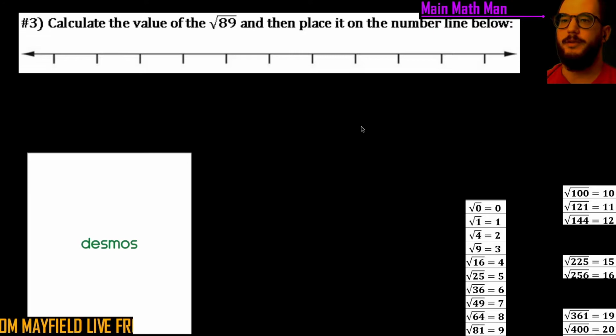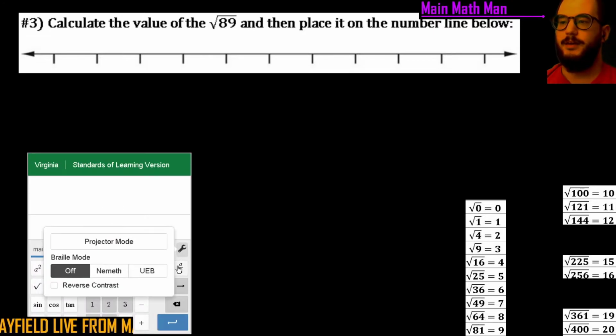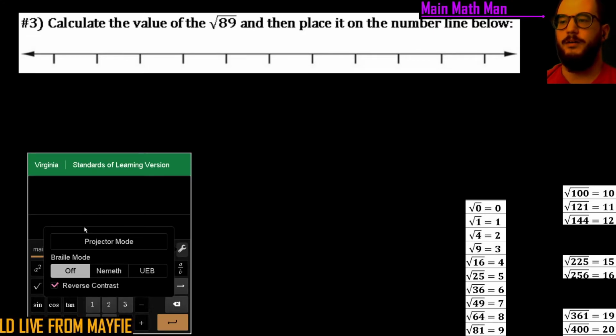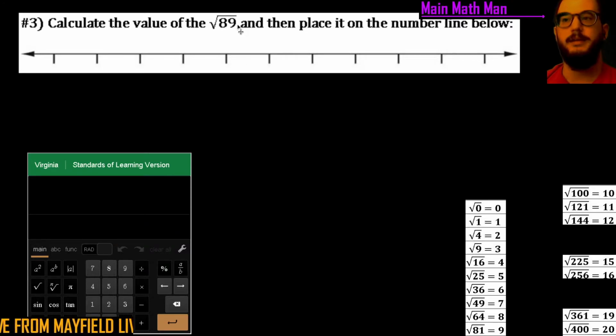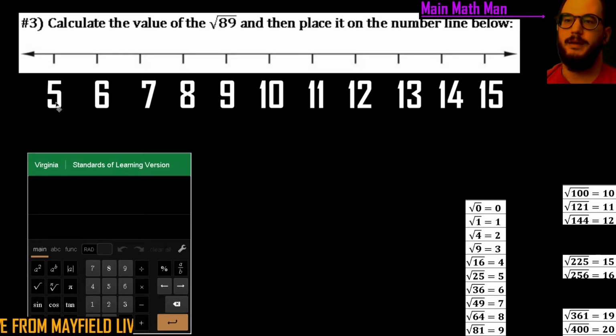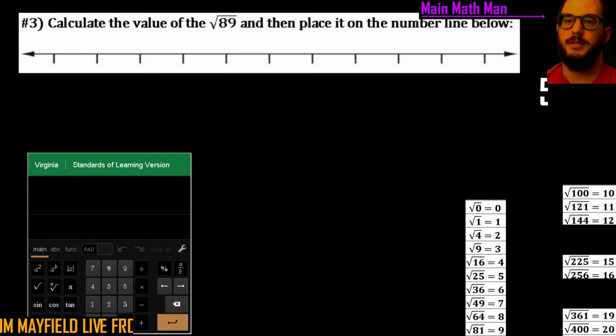Moving on to number 3, it says calculate the value of square root of 89 and then place it on the number line below. So what you can do, a lot of people like to put 0 in the middle. That's a good habit, but let's maybe do a little bit different. Actually, let me hold that off. I'm going to hold that to the side.